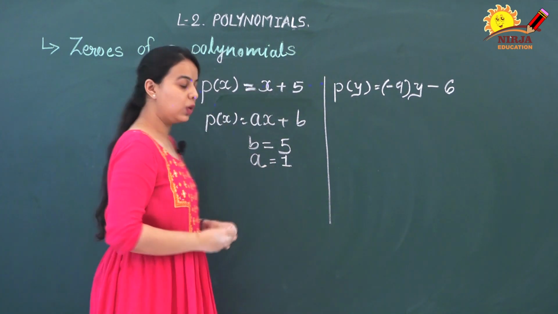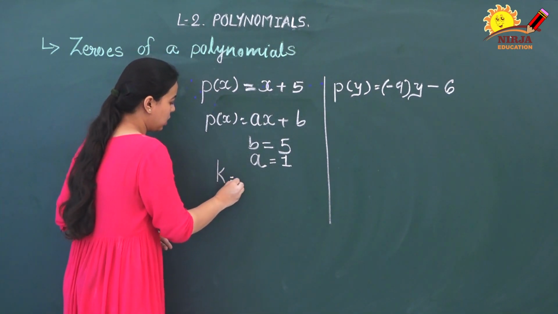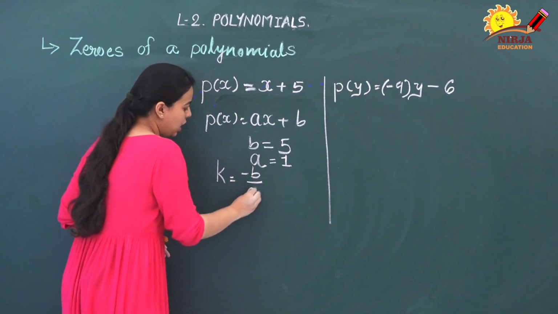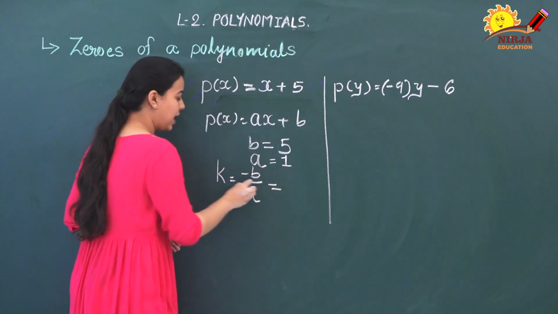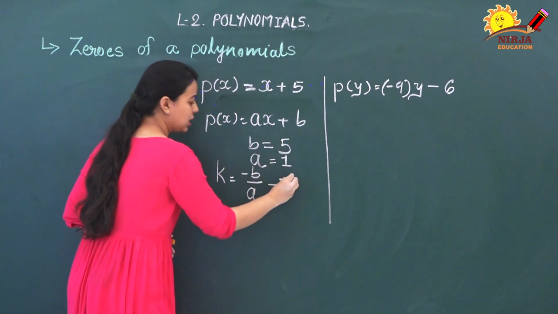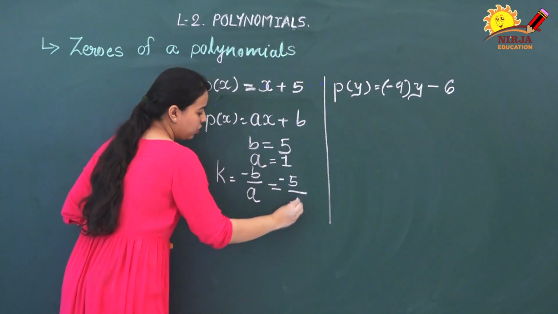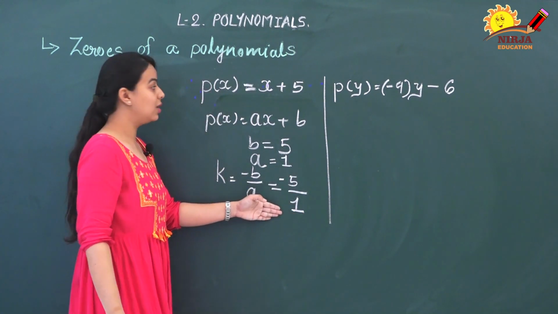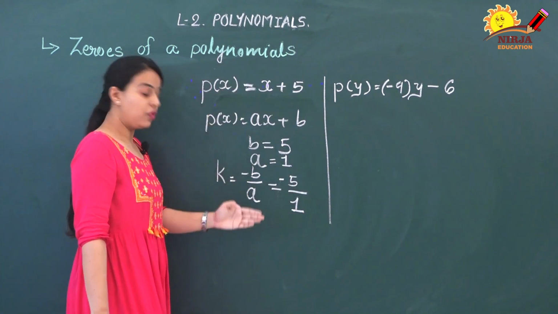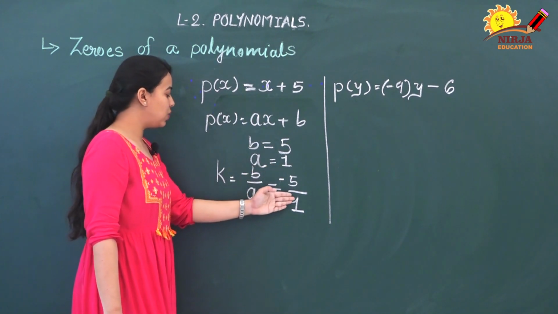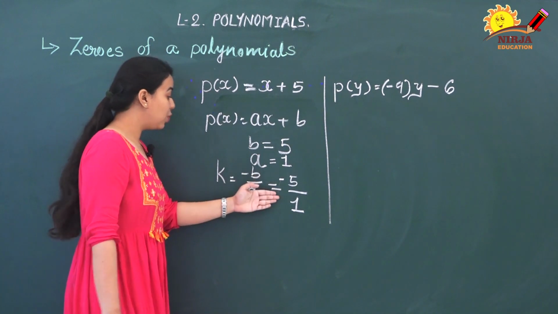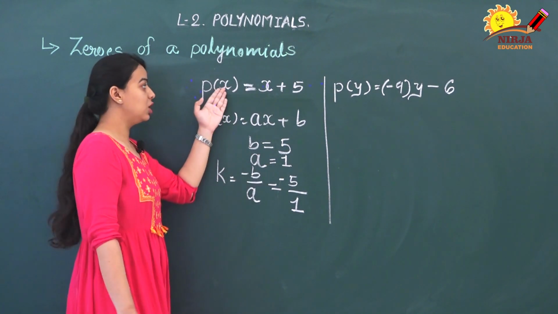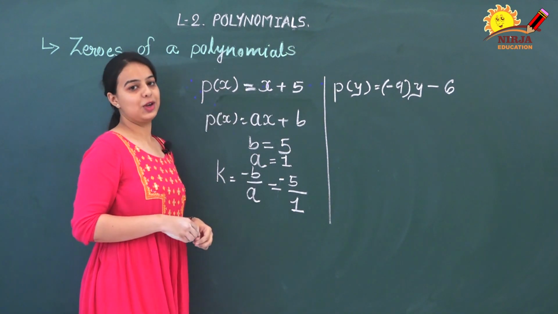Now as per the equation, k is equal to minus b upon a, we are able to find the zero of this polynomial: minus b, that means minus 5 upon 1. So this is the zero of this polynomial. To verify, you can put this value of k in place of x and see whether this polynomial turns into 0 or not. Verify it by yourself.